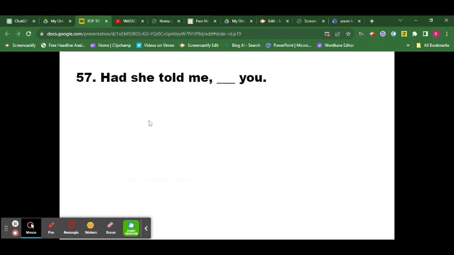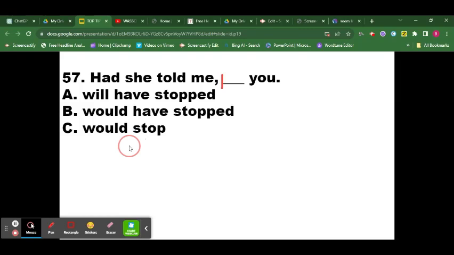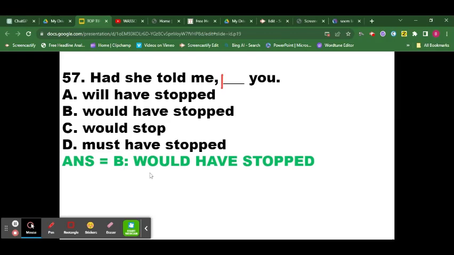And this brings us to question 57. Had she told me dash you? Of course, there is an omission here. The word I dash you. Okay, so let's take note of that. Had she told me I dash you? A, I will have stopped you, B, I would have stopped, C, I would stop, or D, I must have stopped. Then, of course, the option B is correct. Had she told me, I would have stopped you.